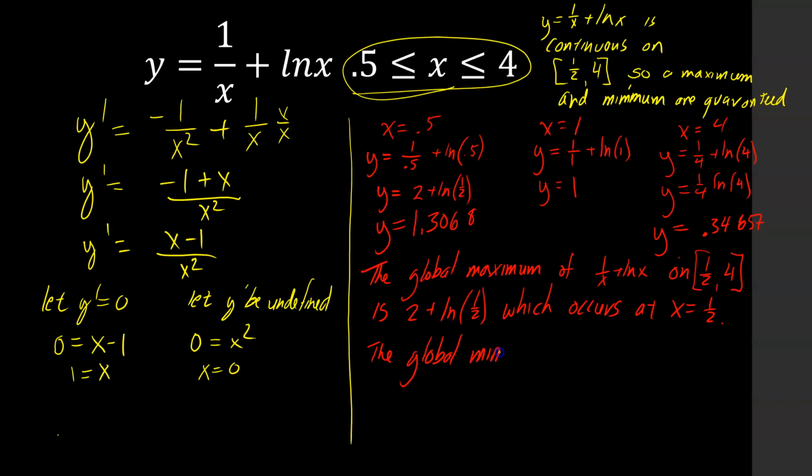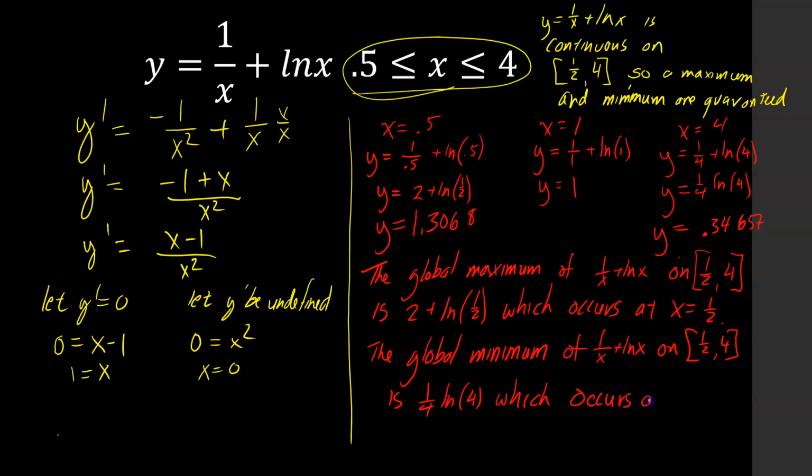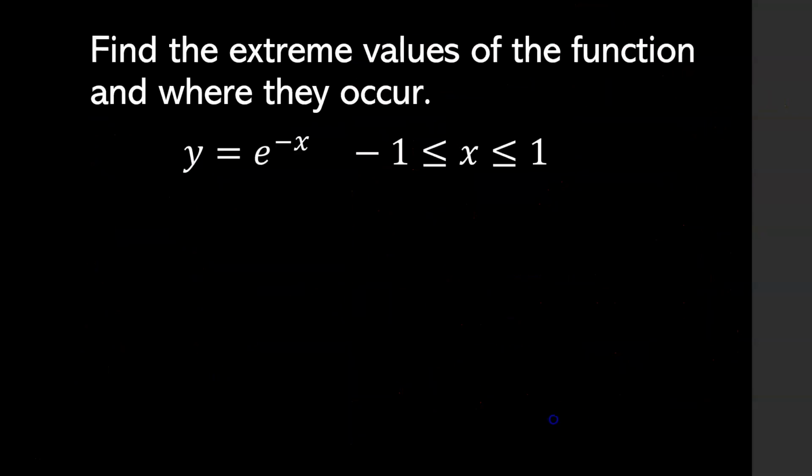The global minimum of 1 over x plus natural log of x, still on the same closed interval, 1/2 to 4, is 1/4 natural log of 4, which occurs at x equals 4. All of that stuff is my answer. And I don't think there's anything in the work that I can skip over.